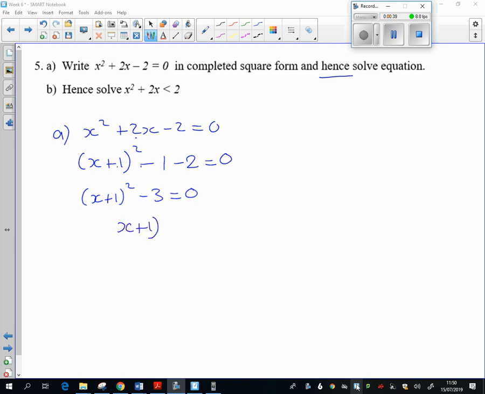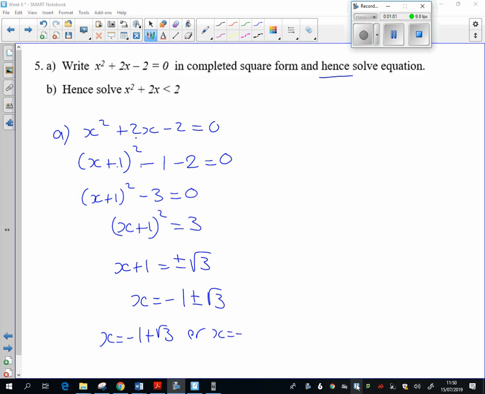So x plus 1 all squared, if I add the 3 over, if I square root, not forgetting plus or minus, because it's a quadratic, so I could potentially have two solutions, and then minusing the 1. So my solutions are x equals minus 1 plus root 3, or x equals minus 1 minus root 3.